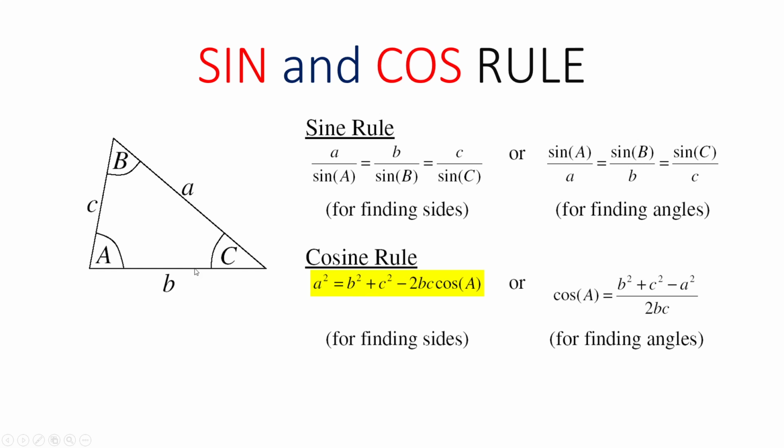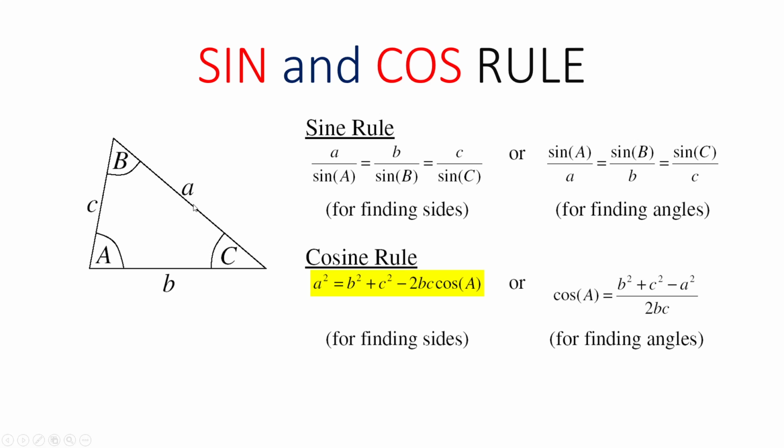Now same goes for the cosine rule. So the cosine rule says a squared equals b squared plus c squared minus 2bc cosine A. So how to memorize that? It's easy to memorize the sine rule, but it's kind of hard to memorize the cosine rule. Let's do it in an easy way so you can memorize it.